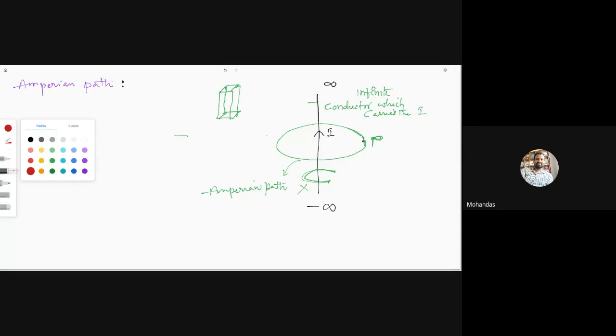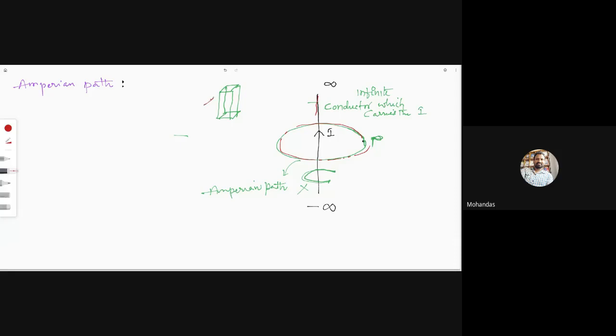Amperian path can be selected for this type of current distribution? As the conductor is in cylindrical shape, we have selected this Amperian path in a cylindrical shape. If this conductor is in the shape of a rectangle, then what would be the Amperian path?